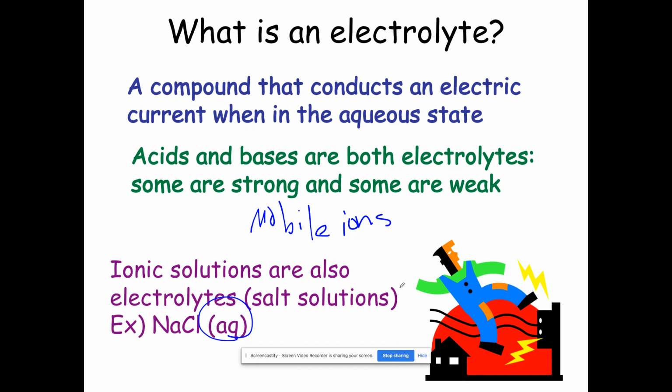So anytime you see something covalent, like sugar, that's not going to be an electrolyte. Alcohols, something like CH3OH, again we have covalent bonding, so that would not be an electrolyte. You need mobile ions, and ions have charges, okay?